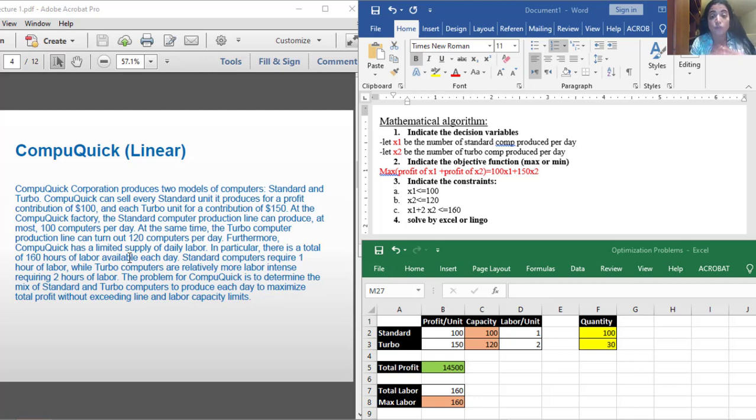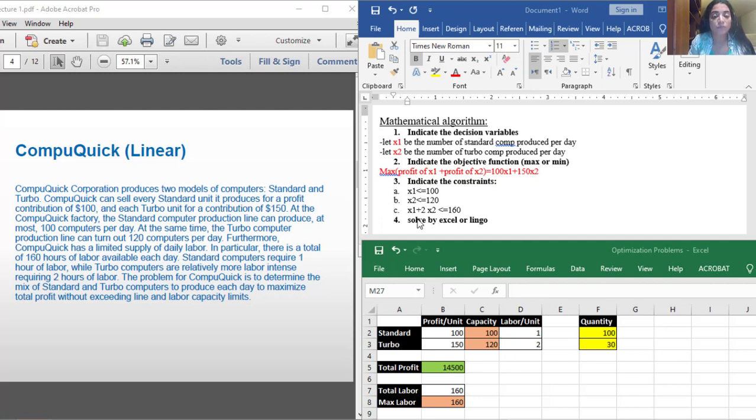First step was to do the mathematical algorithm, and this is first by indicating the decision variables that are x1 and x2, x1 being the number of standard computers, x2 being the number of turbo computers. And then the second step is to indicate the objective function, whether it is maximum or minimum, and this is basically related to the profit. If it is a cost, it should be minimum. So now I need to maximize this objective function, which is equal to 100x1 plus 150x2.